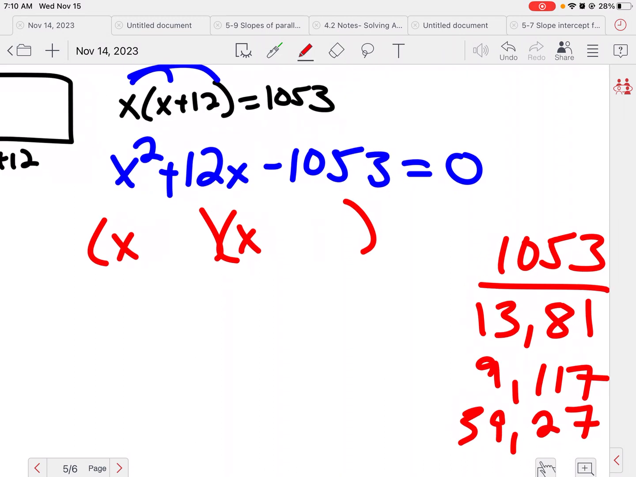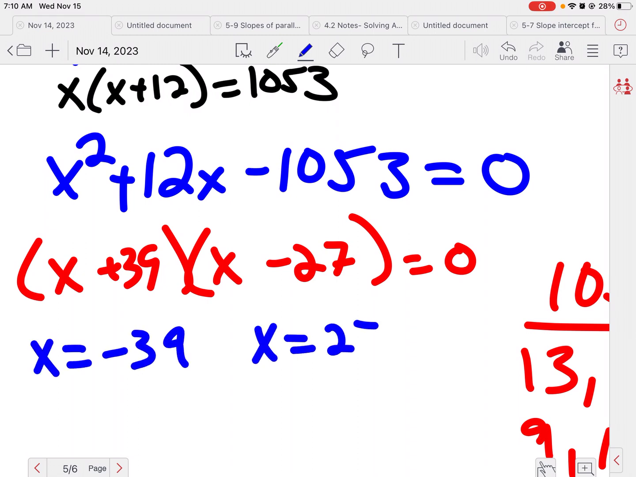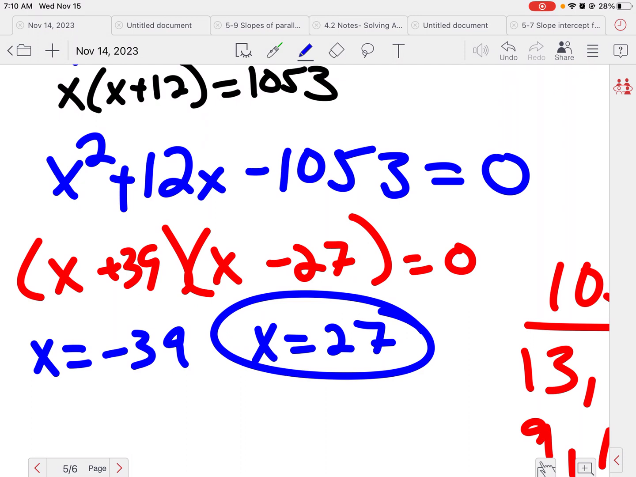So we'll have x plus 39 and x minus 27 equals 0. We can set each piece equal to 0, so x could equal negative 39 or x could equal 27. Because x is a distance, it has to be a positive number, so x has to be 27.